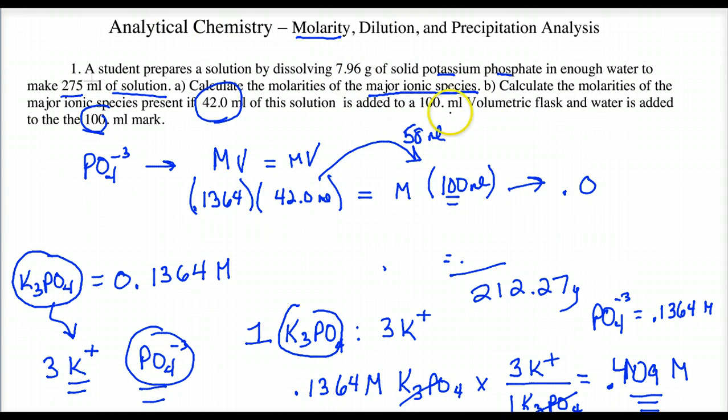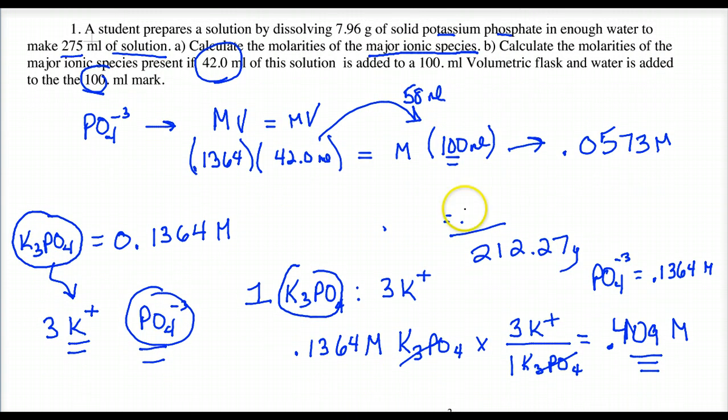Okay, 0.057273. Okay. And the K plus is simple. What was our same idea for the K plus? You're going to do the same thing. There's another way to do this. M1V1 equals M2V2. Let's do the K plus very simply. I'm going to do the K plus a different way.